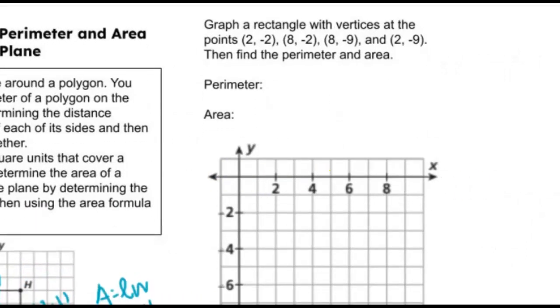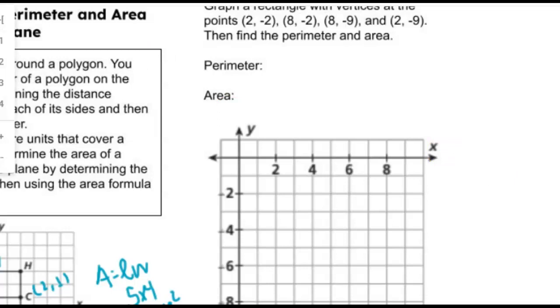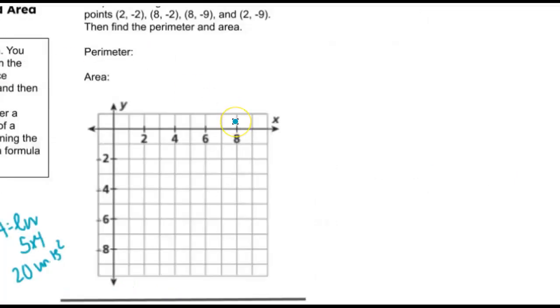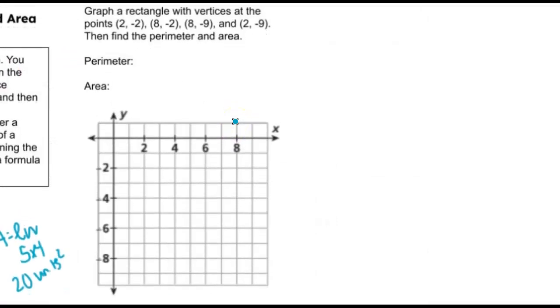Graph a rectangle with vertices. I'm going to have to zoom out just slightly here, so I can get the whole thing on there. There we go. I'm going to graph this rectangle. And I'm going to move to black dots. First one, I'm running to 2, I'm falling to -2. Got that one done. Running to 8, falling to -2. Running to 8, falling all the way down to -9. Running to 2, falling all the way down to -9.